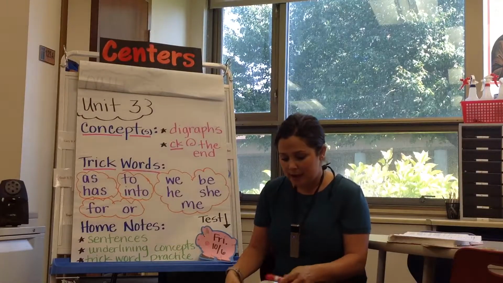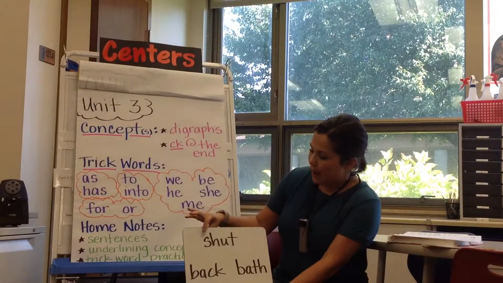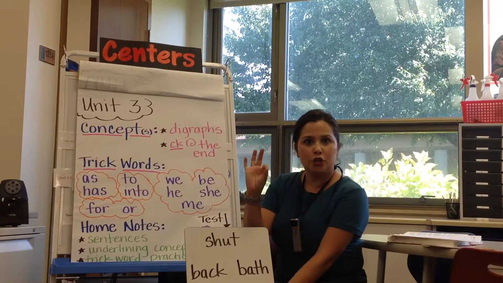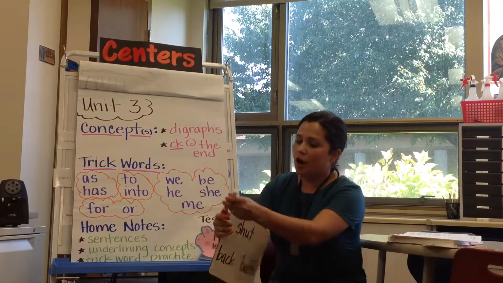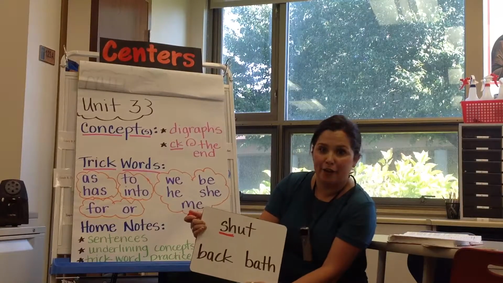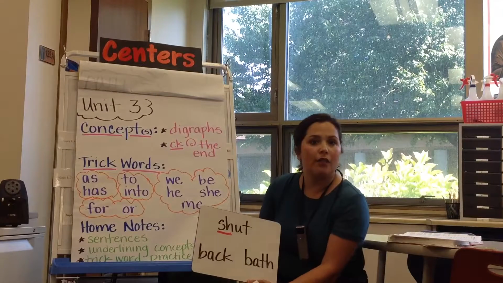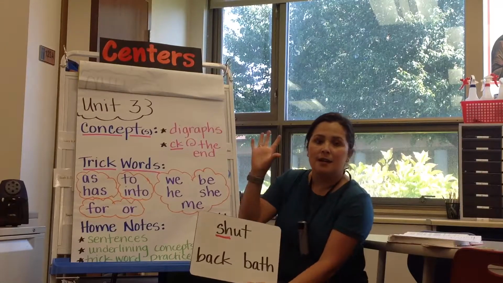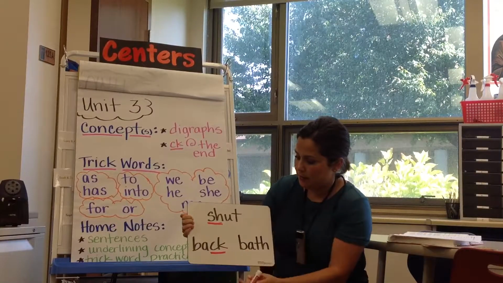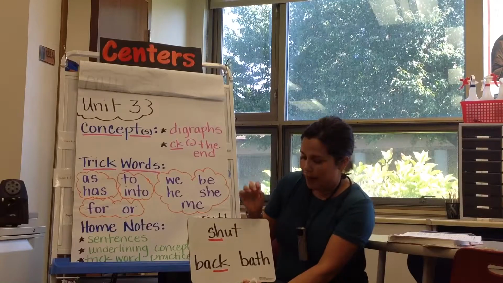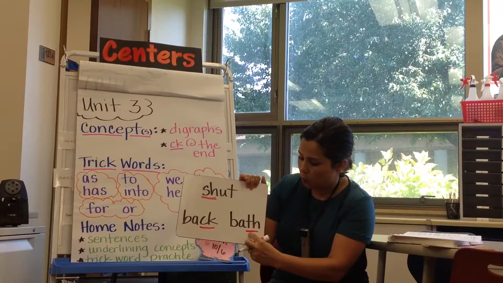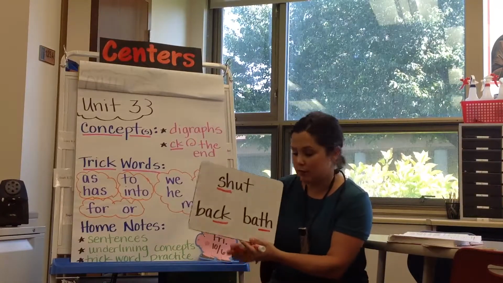So we show this by underlining words. If we have the word shut, we would tap this out by saying sh, t. And then on our papers, we underline that digraph. Same thing with back, whether it's on the front end of the word or the back end. We would say b-ack, and then we would underline this digraph. Same thing with bath, b-ath, underline the digraph. So it's really important we use one line to show that it's one sound.